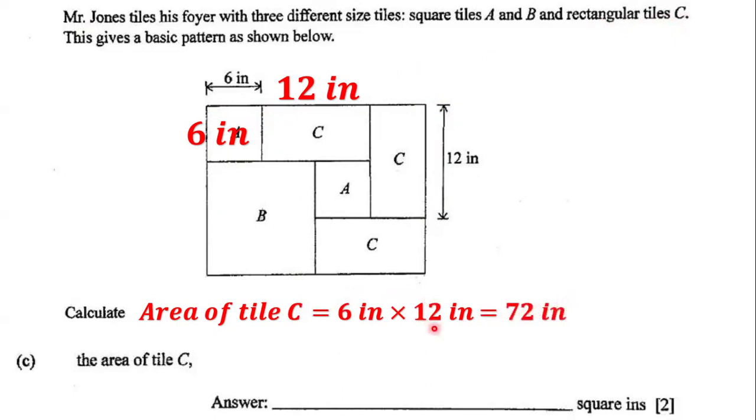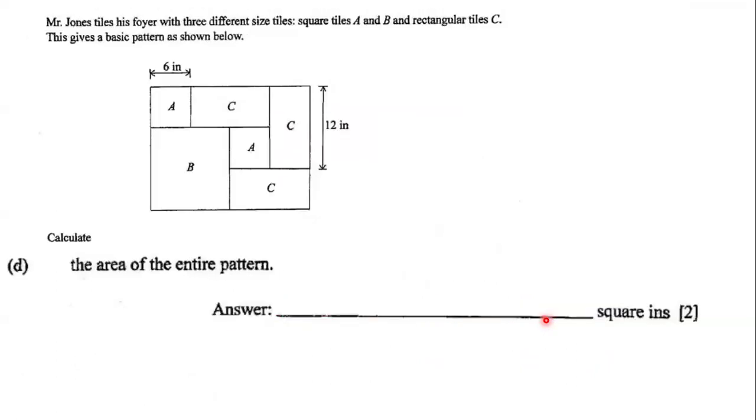It's actually supposed to be 72 inches squared. And so let's put that right there, 72 inches squared. And so what we have here is the answer is 72 square inches. That's going to be the answer for tile C, the area of tile C, 72 inches squared.